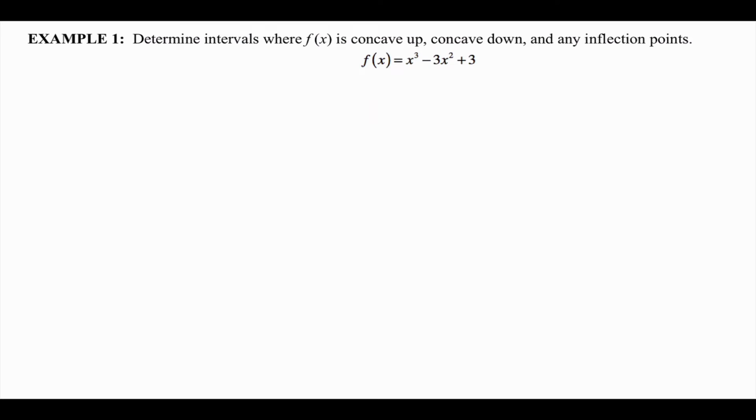Okay, example number 1. We determine intervals where it's concave up, where it's concave down, and any inflection points. Okay, so what do we do? Don't look at me. What do we do? That's the first thing we're going to have to do. Find the second derivative. You got to find the first derivative first, so do that, and then find the second derivative.